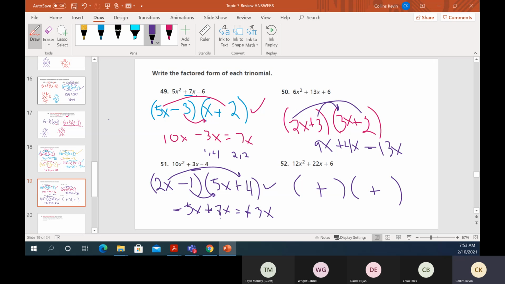So the closest factors for 12 would be 3 and 4, right? Okay. And then we have 1 and 6, or we have 2 and 3. Okay. So we're trying to get to 22. So I'm thinking if we try 1 and 6, if we put the 1 here, that'll give us an even number, and if we put the 6 here, that'll also give us an even number. Okay. And then we'll test it out, see if we're good.